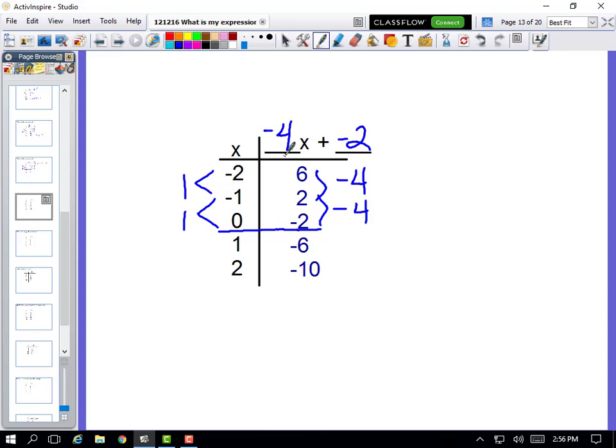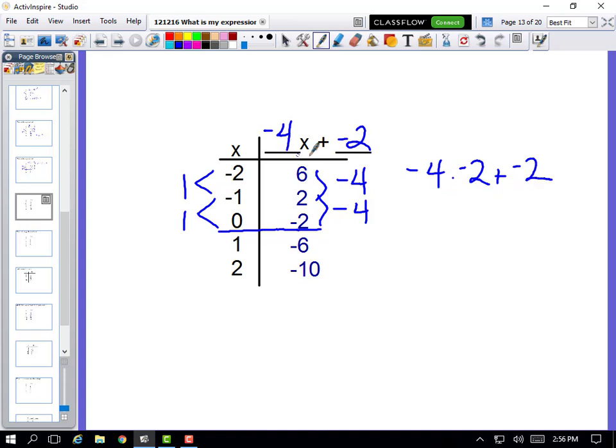Okay? If we were to check this, I would check it with a negative value, because I've got negative and negative, it'll make a positive. So negative 4 times negative 2 plus negative 2. So negative 4 and negative 2 make positive 8. Positive 8 plus negative 2 gives me 6.